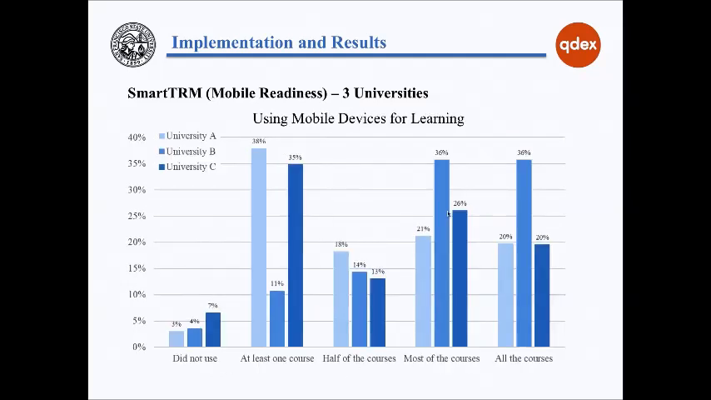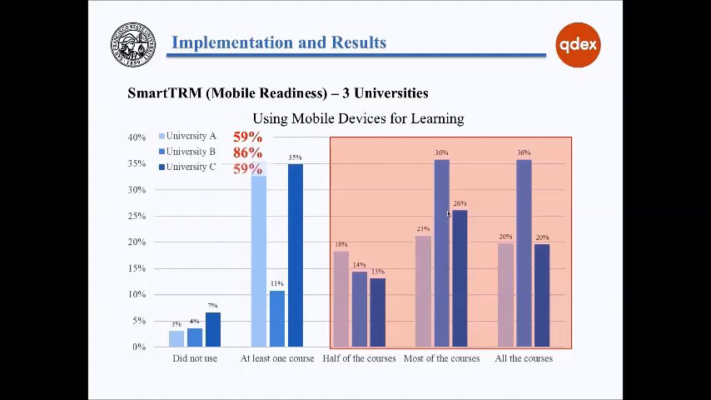If we take a closer look at using the mobile device for learning at the 3 different universities, 59% of students at University A and C use mobile devices for learning in more than half of their courses. And at University B, it is up to 86%. This further demonstrates the readiness of using the mobile device for learning among students.